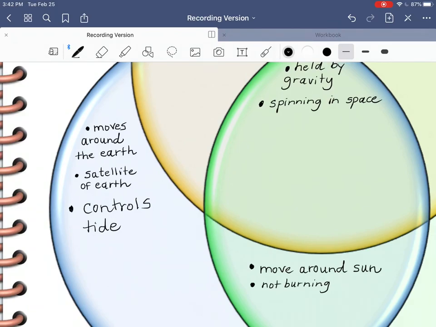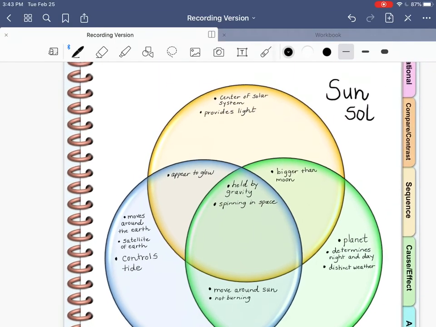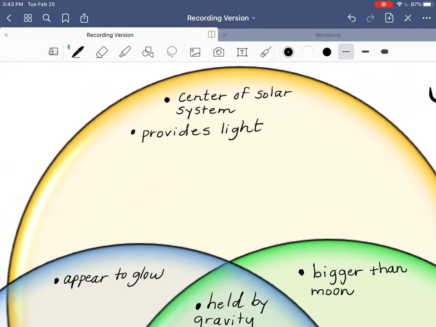Which one of them is a star, a ball of burning gas? Well, that is only the sun. That's how it provides light. It is a ball of burning gas. It is a star.